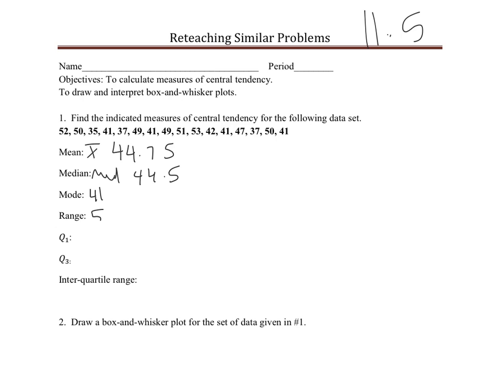Range is your largest number, 53, minus your smallest number, your minimum, that'd be 18. Q1 is 41. Q3 is 50. Interquartile range is your Q3 minus Q1. So in this case, it's 9.